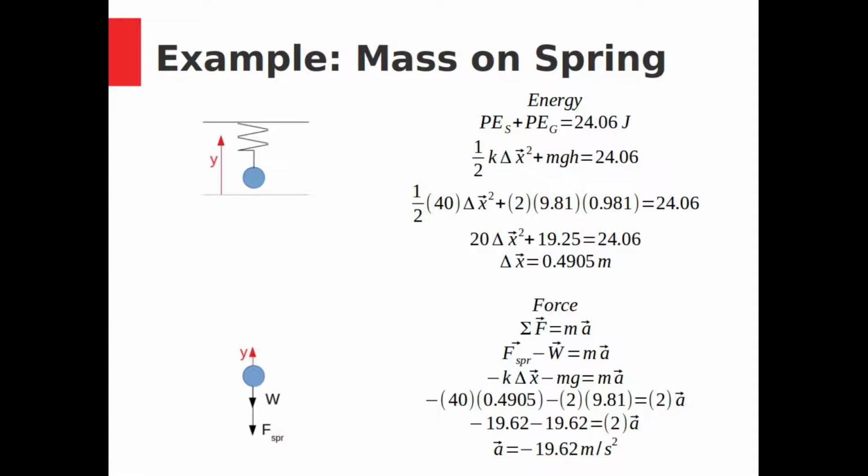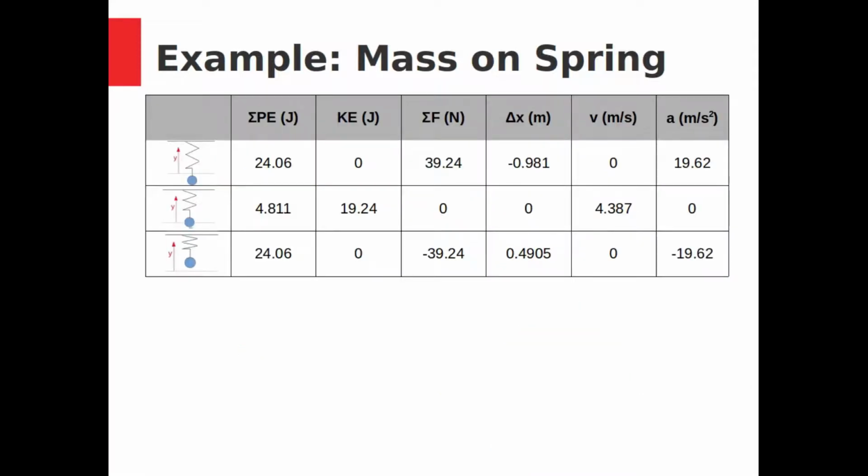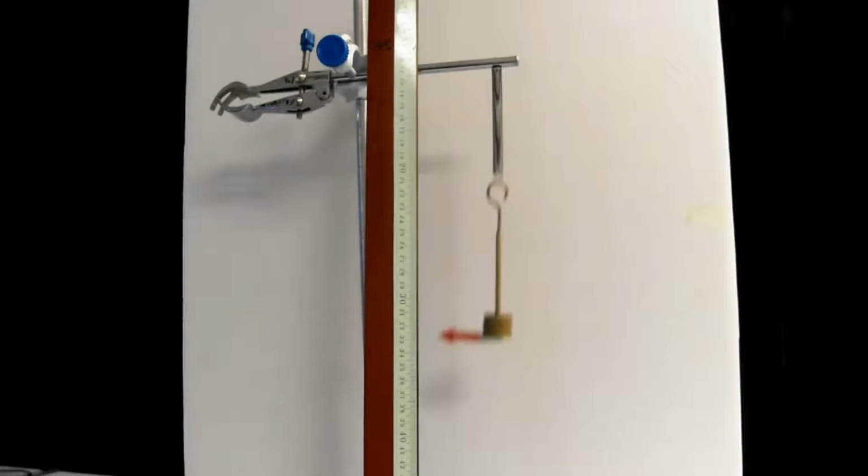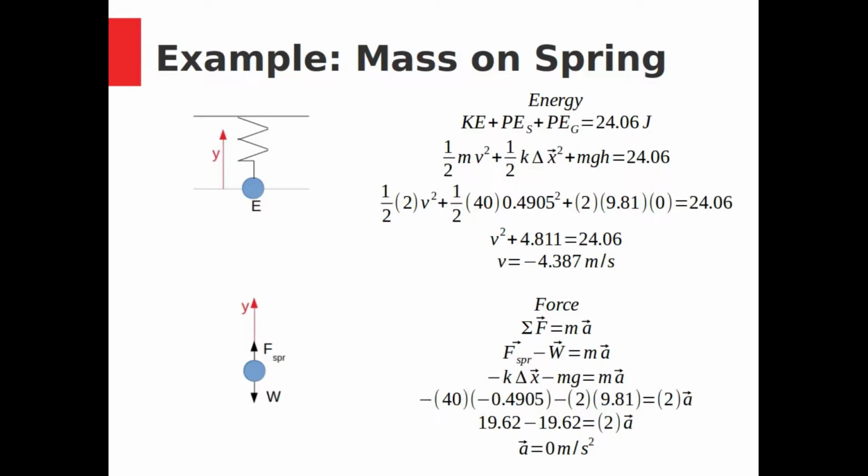The net force is easy to figure out, as is the acceleration, in this case, negative 19.62 meters per second squared. And we can deduce that since the net force is pointed downward, the object will accelerate downward. Eventually, the object reaches equilibrium again. The potential energies are the same as the last time the object was at equilibrium, so therefore the kinetic energy is the same as well. The only difference is, this time the object is falling through equilibrium, so the velocity is negative. At equilibrium, the net force is again zero, so the acceleration is also zero.